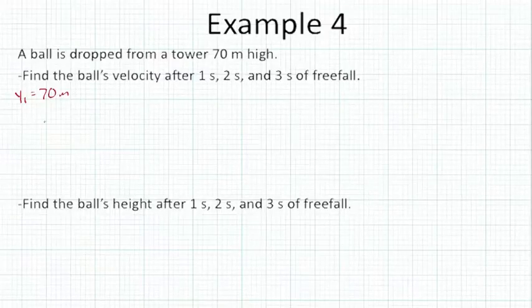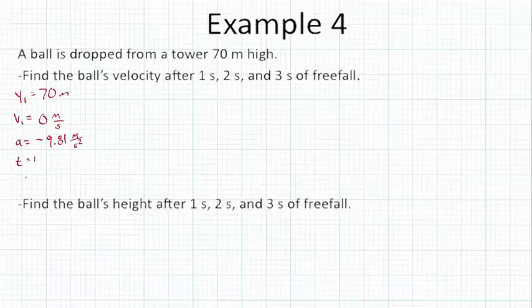Well, what else do we know about this? We can assume that the initial velocity is what? Well, if it's being dropped from the top of a tower, it wasn't moving up there until it was dropped, so the initial velocity is 0 meters per second. The acceleration is still going to be negative 9.81 meters per second squared. And we're actually given 3 times. We're given time equals 1, time equals 2, and time equals 3.